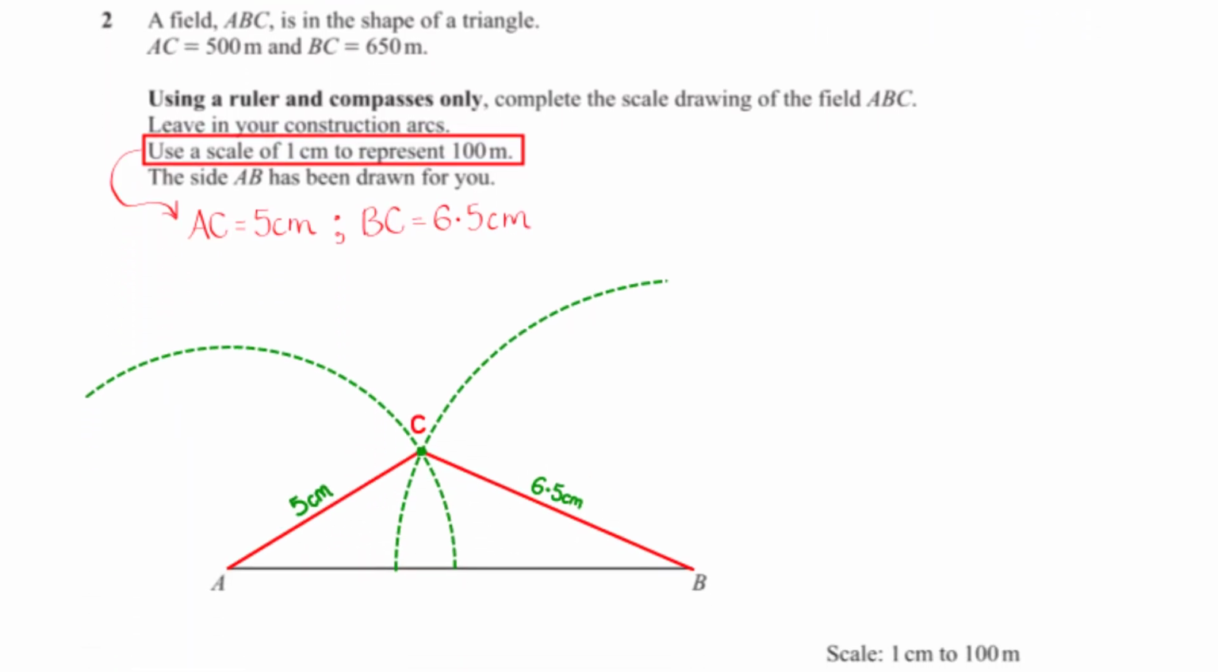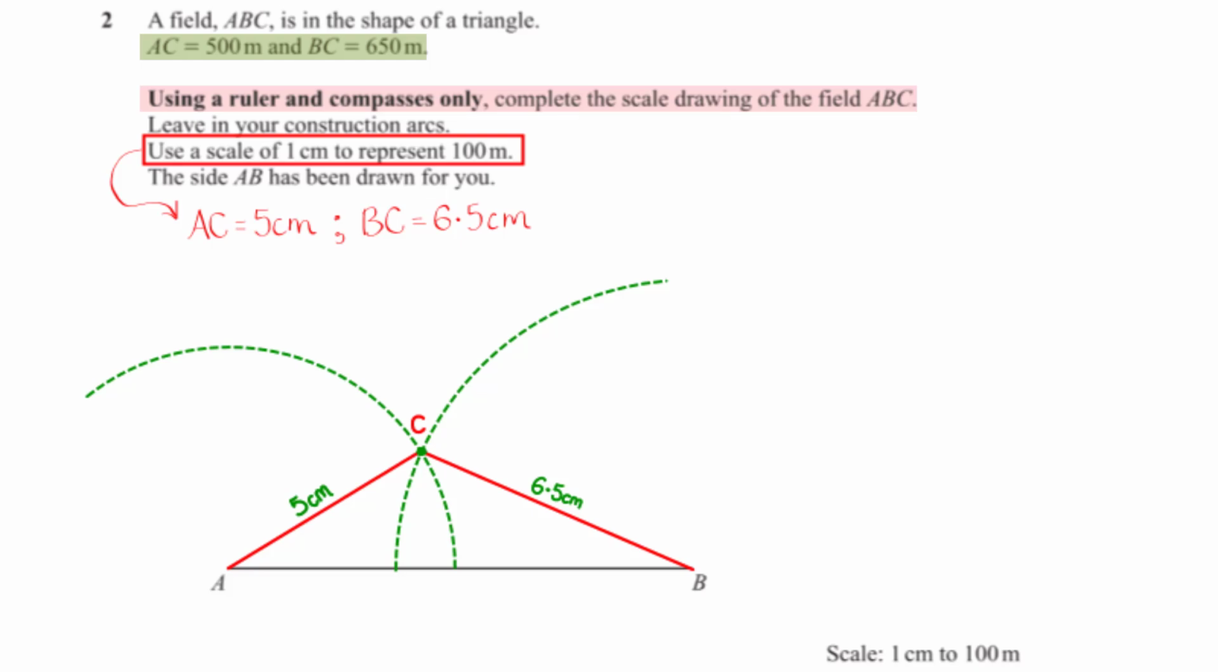A field ABC is in the shape of a triangle. AC is equal to 500 meters and BC is equal to 650 meters. Using a ruler and compasses only, complete the scale drawing of the field ABC. Leave in your construction arcs. Use a scale of 1 centimeter to represent 100 meters. The side AB has been drawn for you.